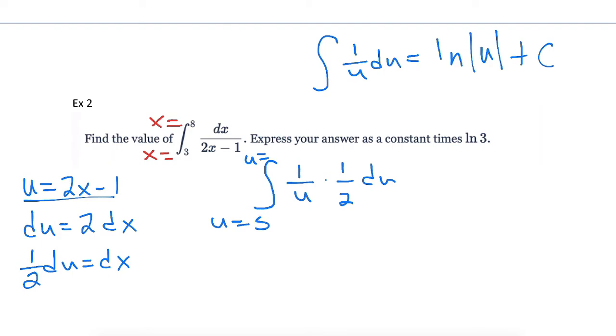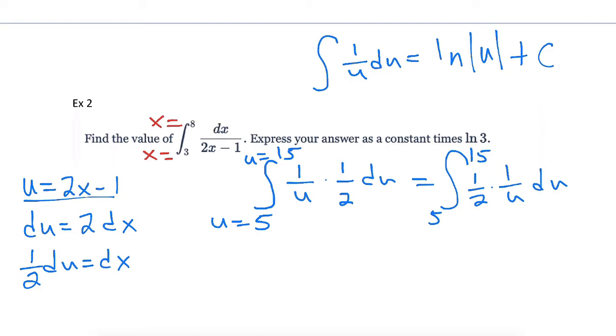Well, notice if you plug in 3 for x right there, we would get 6 minus 1, which is 5. If we plug in 8, we would have 2 times 8, which is 16, minus 1, which is 15. So that would really be the integral that we're looking at: the integral from 5 to 15 of 1/2 times 1 over u du.